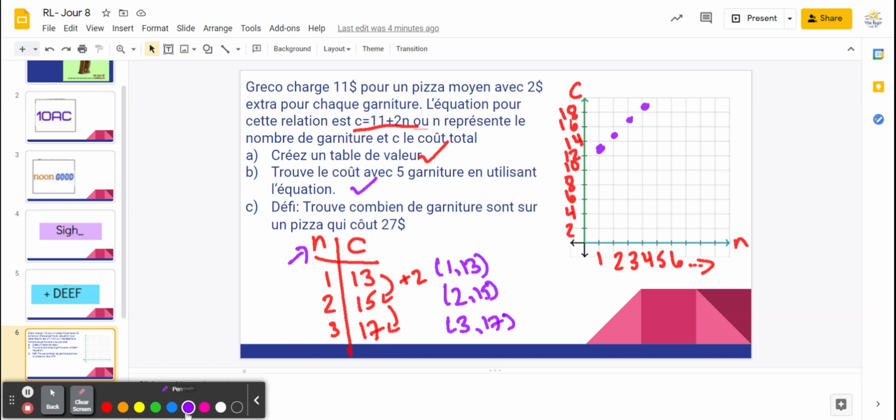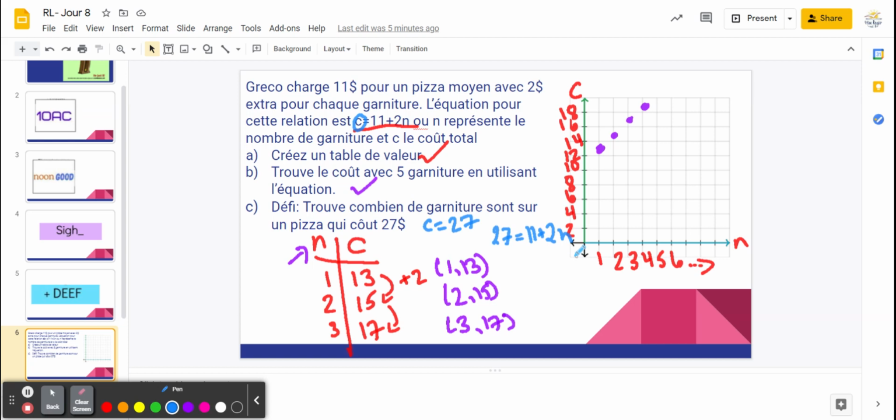So now the last question here is, trouve combien de garnitures sont sur une pizza qui coûte $27? So we're saying le coût, c'est 27. Right. So you have two options. You could either continue your graph up and see where the point would line up, or you can take this equation and replace 27 into the value of C.